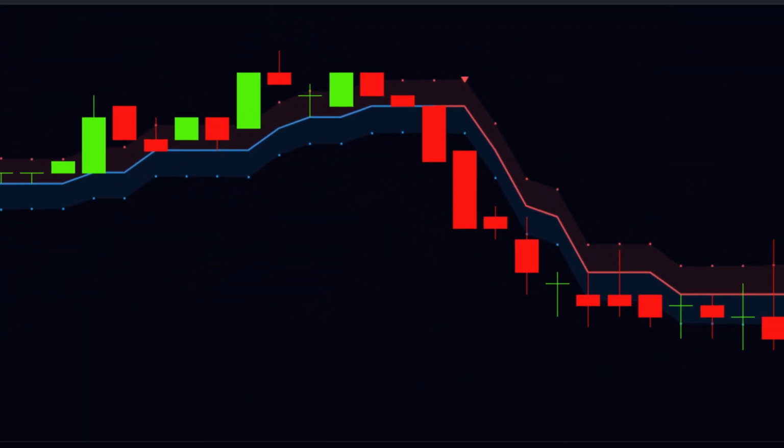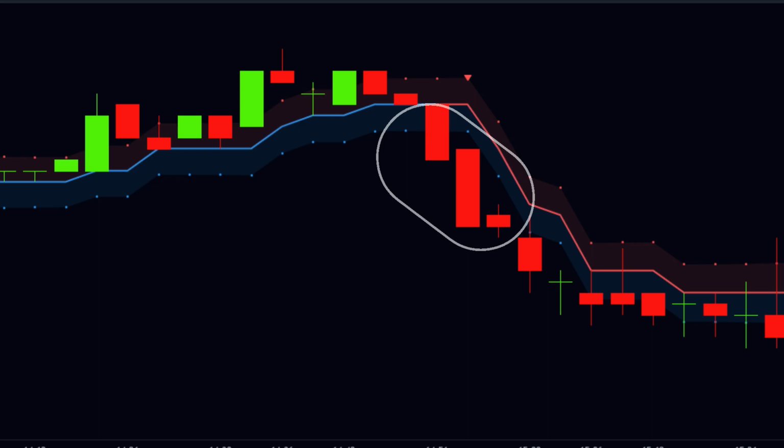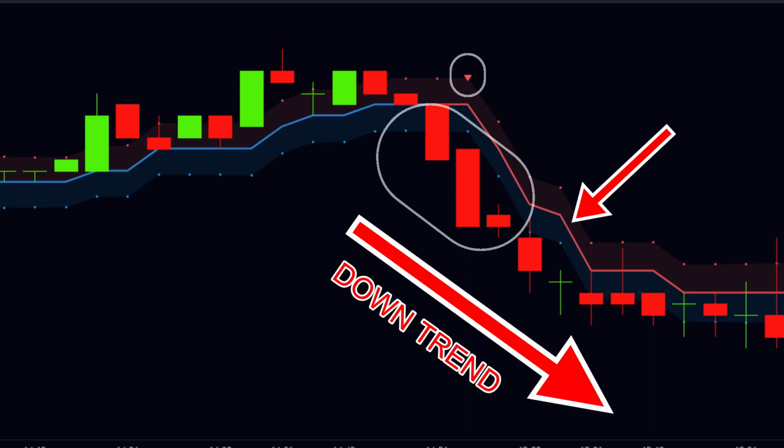In the same way, when the price crosses over the lower band for 2 to 3 candles, the half trend becomes red, and there will be a small red arrow above the half trend. Thus, the price will be in downtrend but for a small period of time.